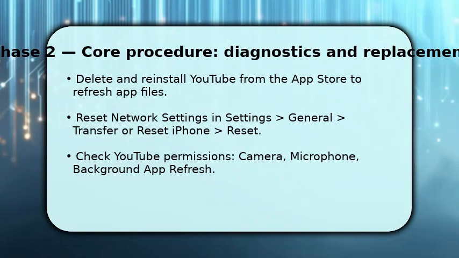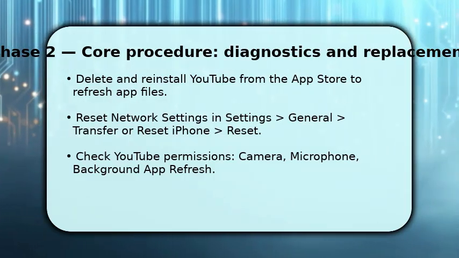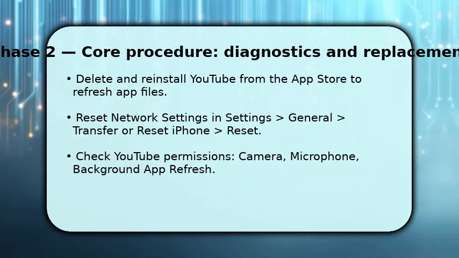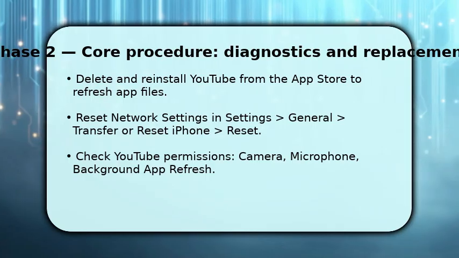After the restart, delete the YouTube app and reinstall it. This replaces corrupted app files and clears the app cache. Next, reset network settings. This fixes flaky Wi-Fi or cellular handshakes that can crash streaming.